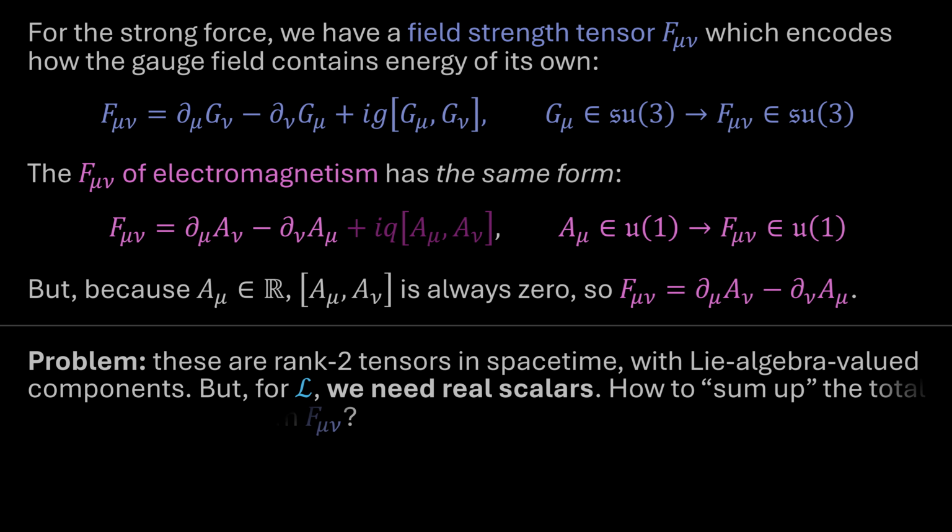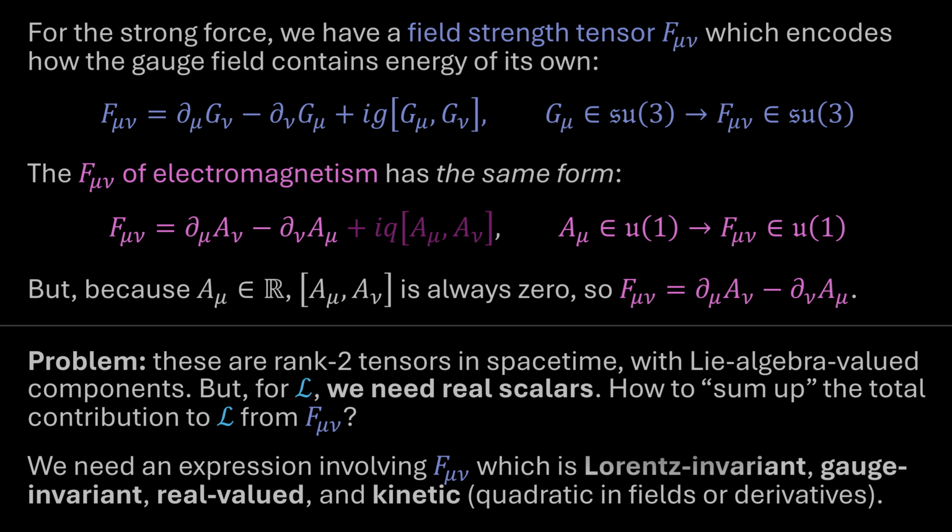And so the question becomes, how do we sum up the total contribution to the Lagrangian from the field strength tensor? In other words, we need to find an expression involving F mu nu, which has all the properties that we would expect in a term in our Lagrangian. For example, it has to be Lorentz invariant, meaning that all inertial observers in different reference frames can agree on the value of that number. It also has to be gauge invariant, which means that regardless of whatever SU3 transformation we apply, that is, regardless of our gauge conditions, we shouldn't be able to change this part of the Lagrangian just by hopping into a new gauge. No, it has to stay constant across all gauges.